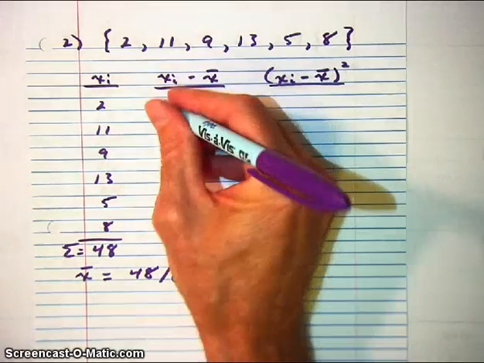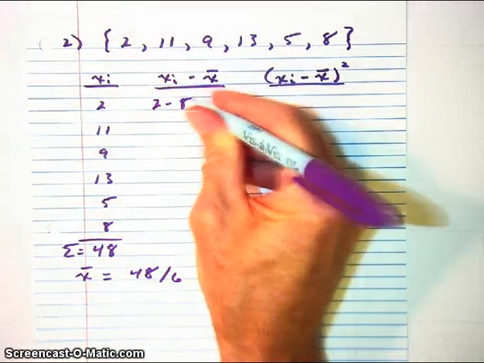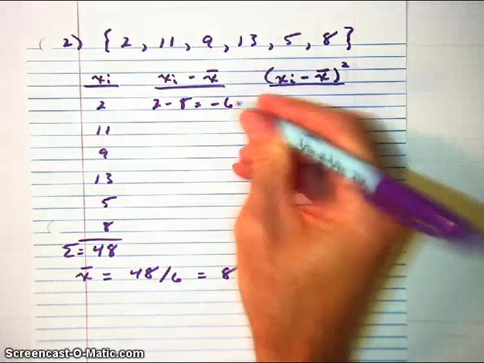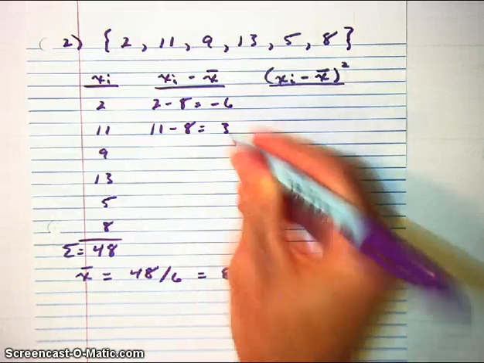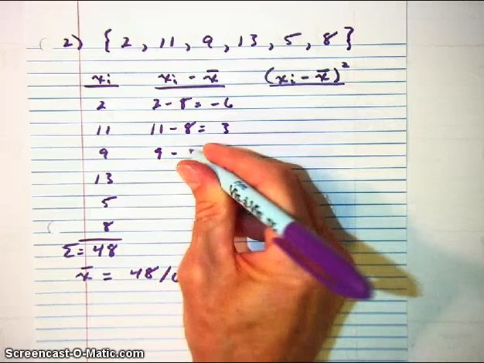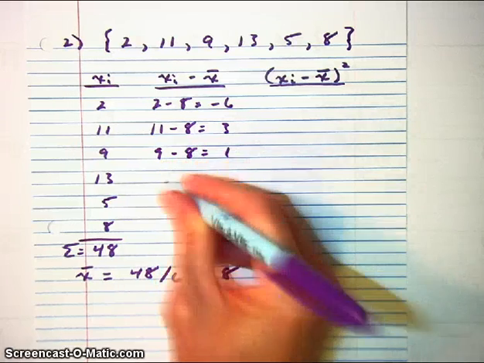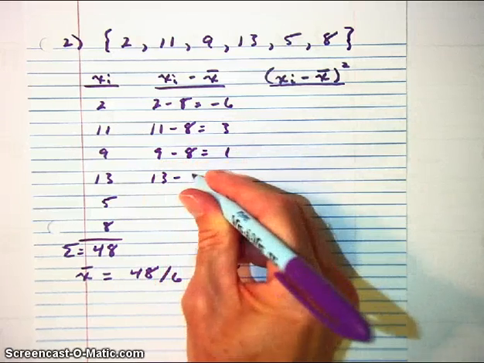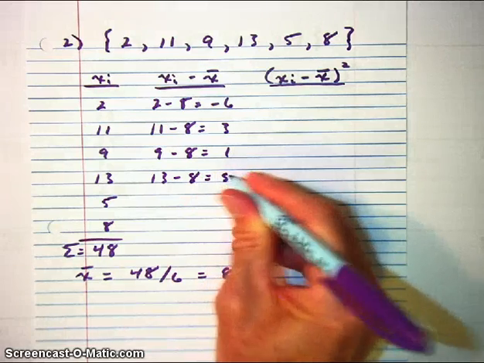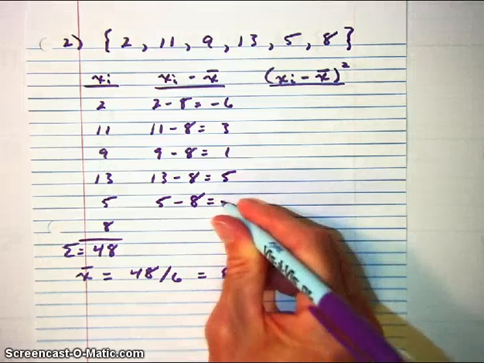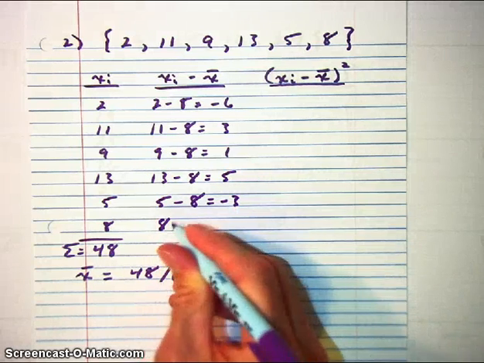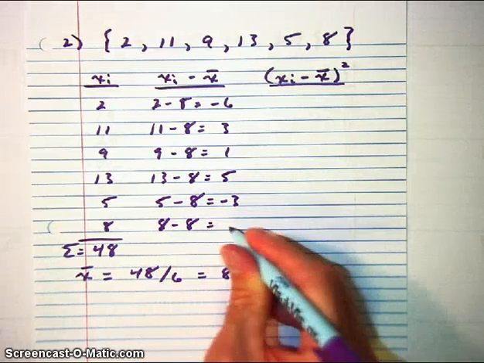Now to find the deviations from the mean, you just subtract 8 from each of these values. So 2 minus 8 gives you negative 6. 11 minus 8 gives you positive 3. 9 minus 8 gives you positive 1. 13 minus 8 gives you 5. 5 minus 8 gives you negative 3. And 8 minus 8 is 0.